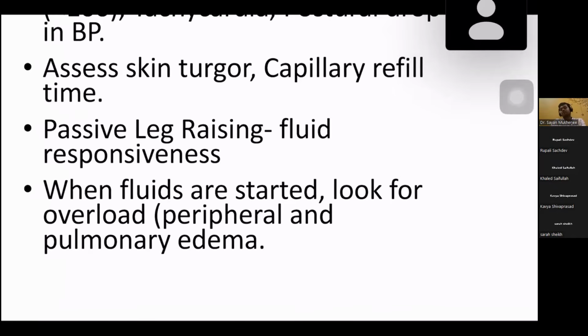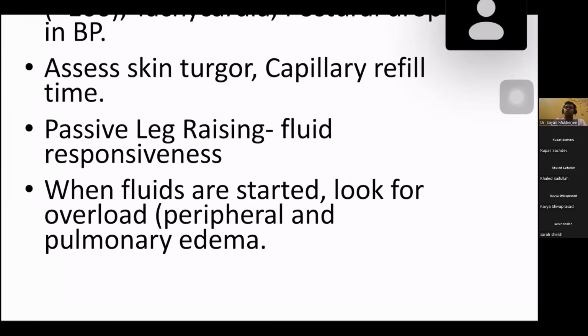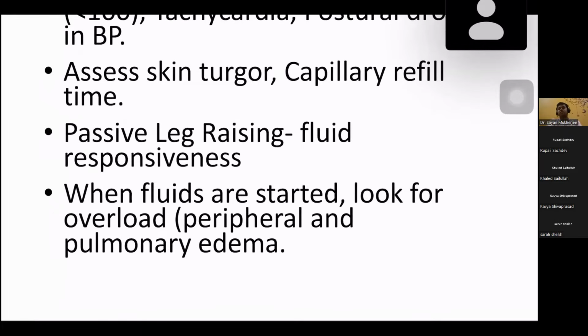So once you've started fluids, it's very important to see if the patient is going into an overload state. It can so happen that we give more fluids than what has been lost, and that could lead to an overload state in the patient. So two things you can check for are peripheral and pulmonary edema. Generally, we'll check for peripheral edema in his presacral area if he's lying down. We will check for peripheral edema in his legs if he's sitting or standing.